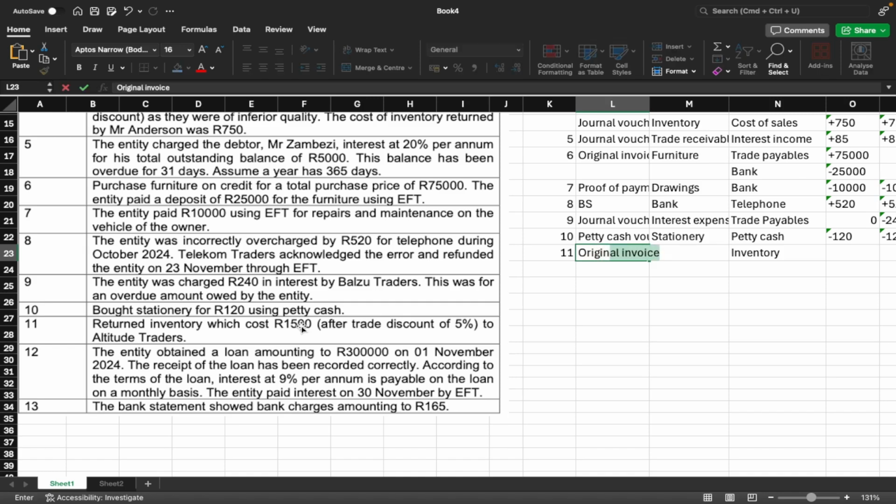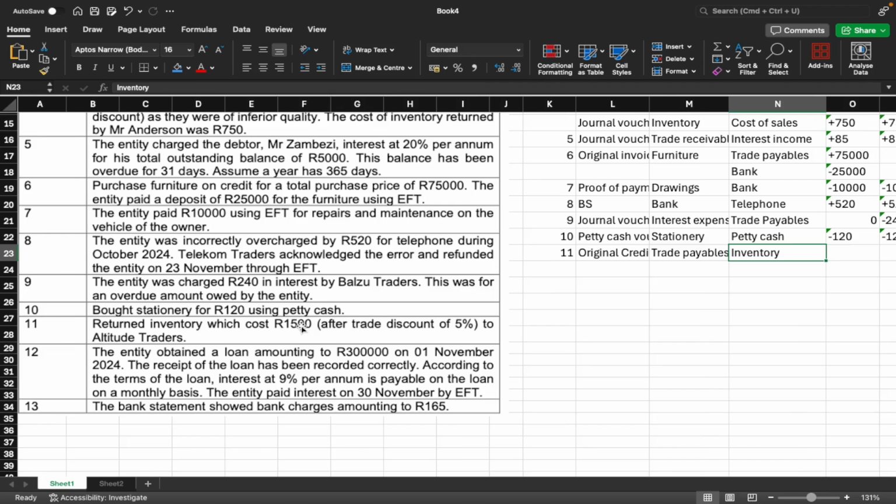Okay, because remember, for us to return these goods, they need to issue us with a credit note, and it's an original credit note. And I hope you got it correctly by writing original and not duplicate, because remember, our supplier is issuing us with a credit note acknowledging that yes, we are returning these goods, so we are receiving the original document, they're keeping the duplicate. Okay, so original credit note would suffice there.